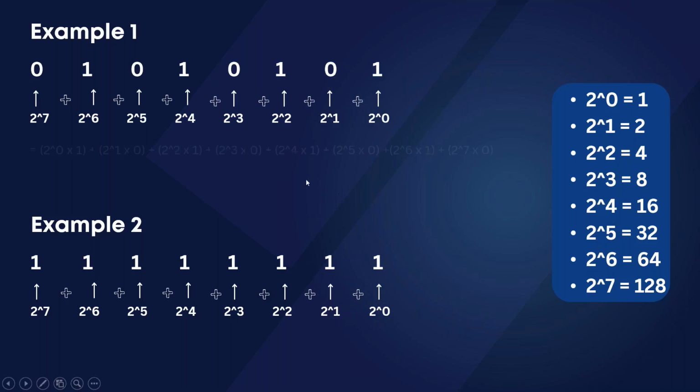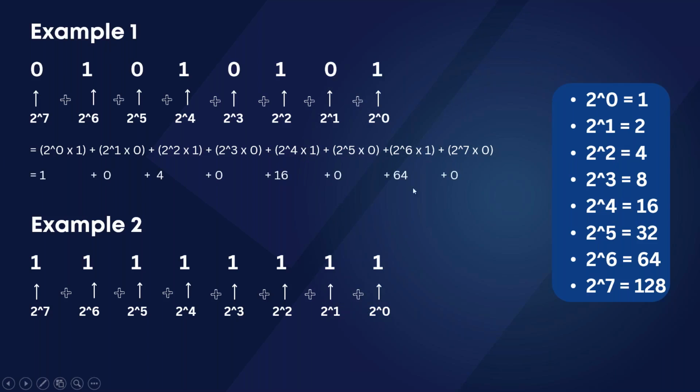Again, as you can notice over here, simple logic: 2 power 0 into 1 plus 2 power 1 into 0 plus 2 power 2 into 1 plus 2 power 3 into 0 plus 2 power 4 into 1 plus 2 power 5 into 0 plus 2 power 6 into 1 plus 2 power 7 into 0. If you add it up, you should get 64 plus 16 plus 4 plus 1, that is 85. And here you just add all the numbers: 128 plus 64 plus 32 plus 16 plus 8 plus 4 plus 2 plus 1, and that gives you the number 255.